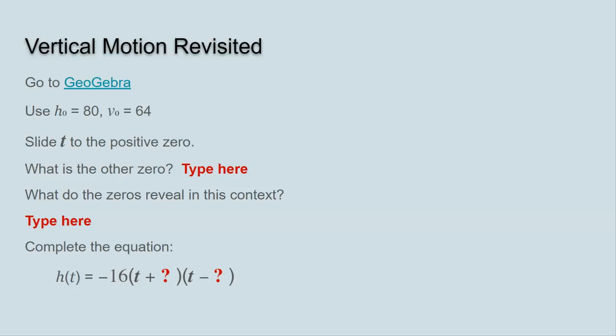And then what did these zeros reveal? Now there are 2 zeros, one positive and one negative. So the positive 0 has some meaning in this context. It has something to do with the height of the object that was thrown upward. I have given them some notes in their slides, so let's take a look at those.